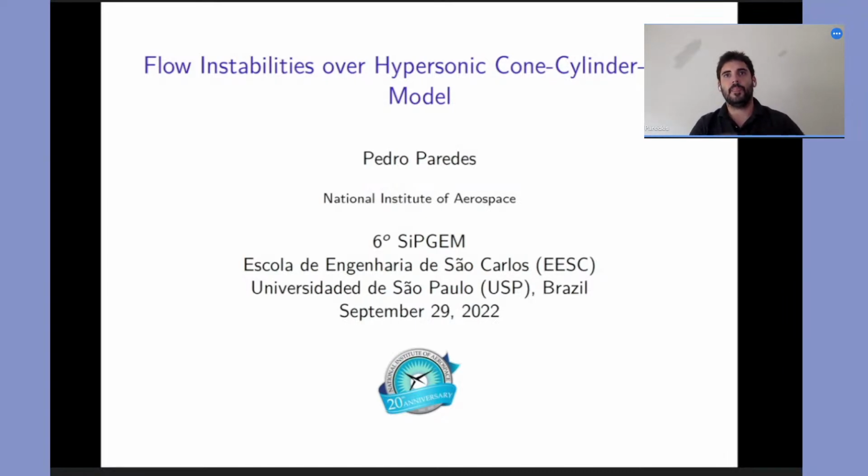In this case, I'm focusing on this cone-cylinder-flare that we've been working on for a couple of years now. My name is Pedro Paredes. As Marcelo has probably mentioned before, I'm at the National Institute of Aerospace as a NASA Langley contractor. So my office is inside NASA Langley, and I'm there through the National Institute of Aerospace. Thank you very much for the invitation to this symposium.